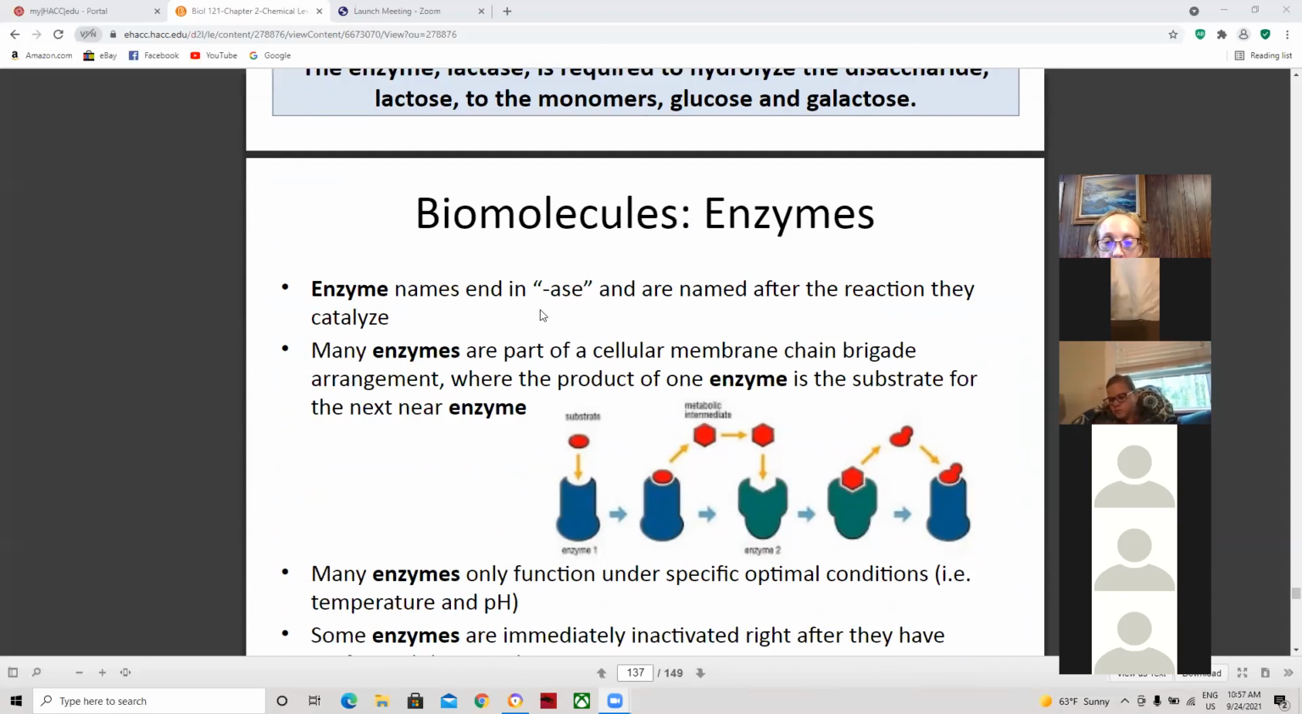Many reactions are part of a cellular bucket brigade. So we have a lot of metabolic pathways where enzymes work along the pathway, where the product of one enzyme catalyzed reaction is a substrate for the next enzyme. Or the reactant for the next enzyme to form the next product. And that product is the substrate or the reactant for the next enzyme in the pathway.